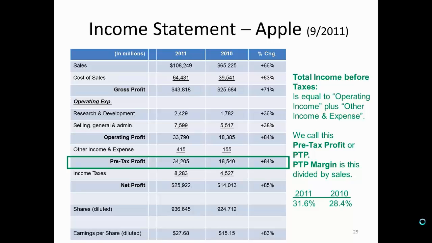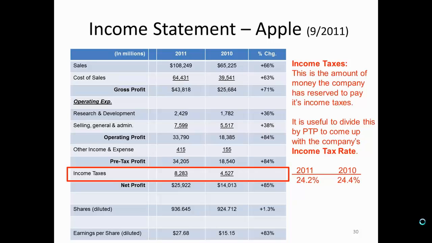We add that line to operating profit, and we have the income before taxes, often referred to as pre-tax profit or PTP. And if we divide this number by sales, then we have a pre-tax profit margin, and I've shown that on the side there. So for 2011, it was 31.6%, which is a nice 3% improvement over 2010's pre-tax profit margin. Not very many companies enjoy such strong demand that they can enjoy picking up a 3% increase on their pre-tax margin in today's economy. Apple's truly unique.